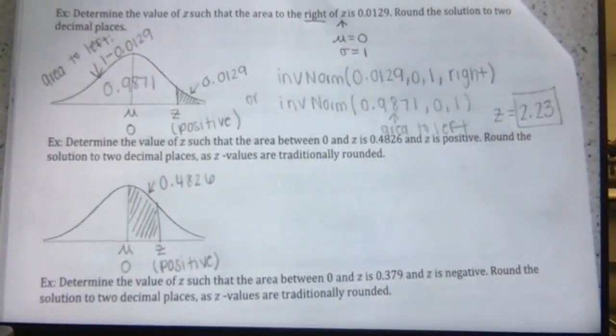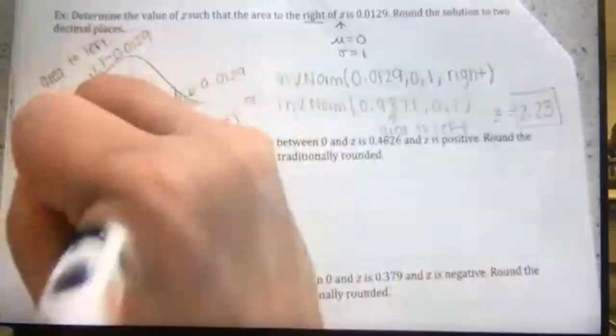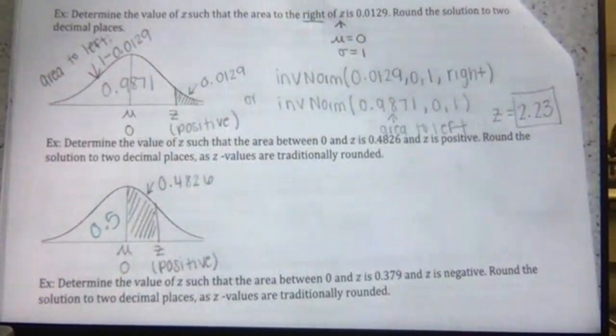So for everyone, our calculator doesn't give us the option to say, okay, from 0 to z. It just says left, right, or center. So if we all find the area to the left, it's the same thing, because I know this whole area over here is 0.5, because that's half of it. Remember, half from our mean is 0.5.